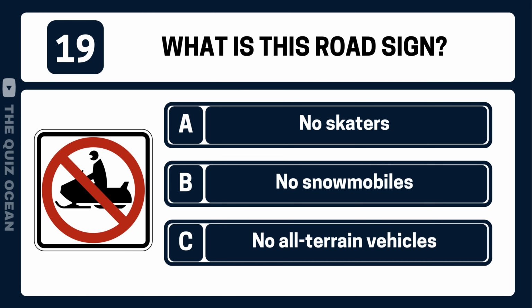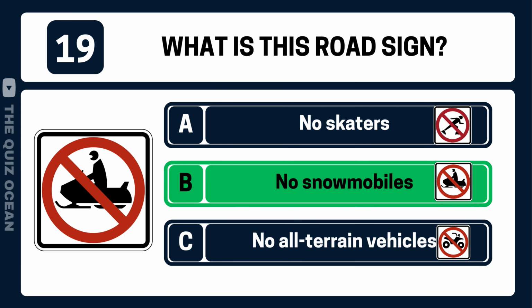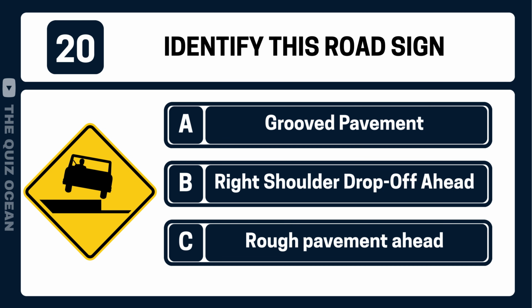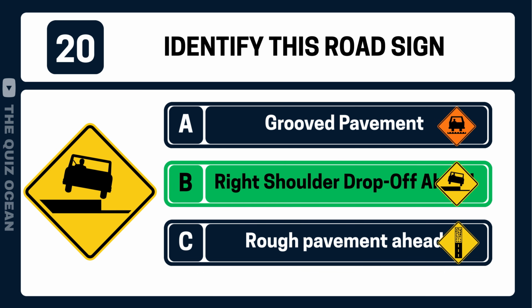What is this road sign? Well spotted. This is the no snowmobile sign. Identify this road sign. Nicely done. This is the right shoulder drop-off ahead.